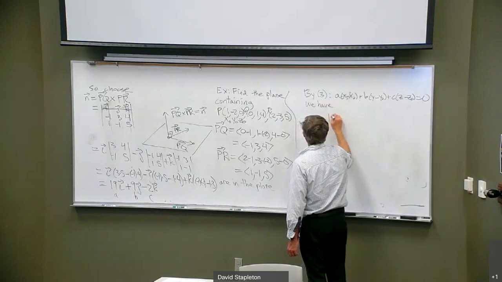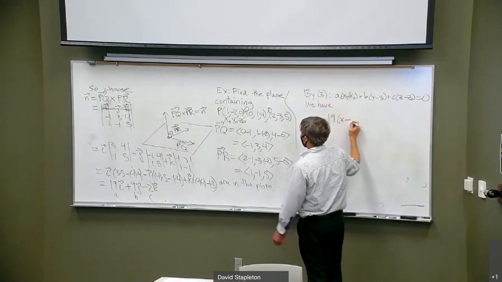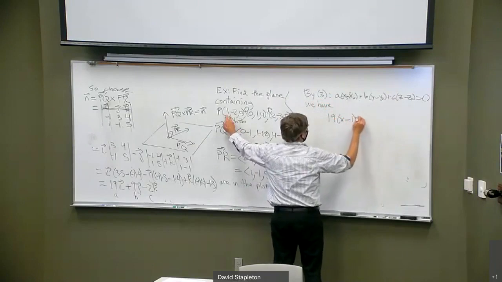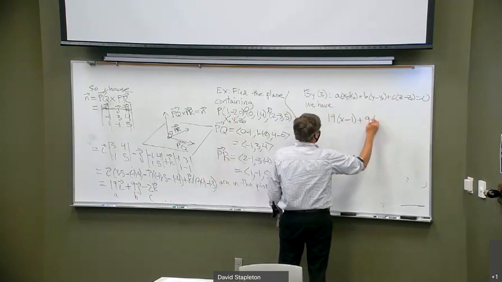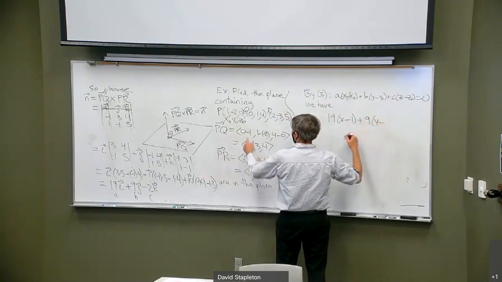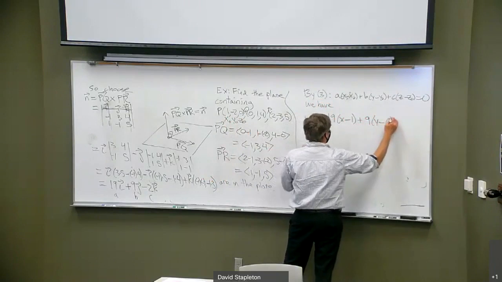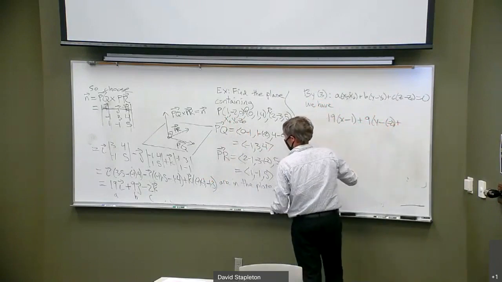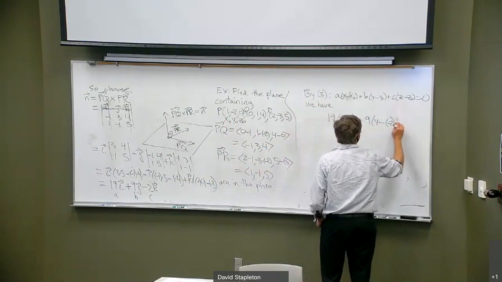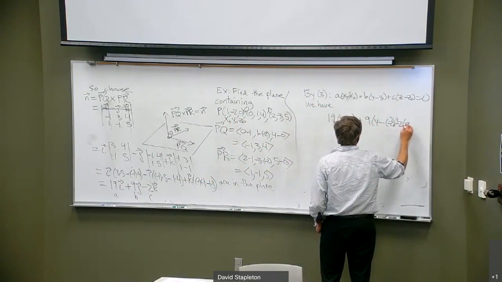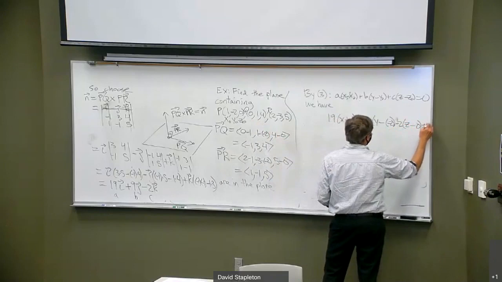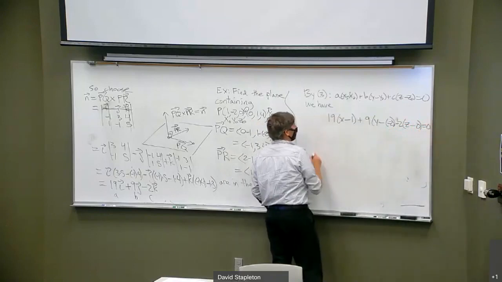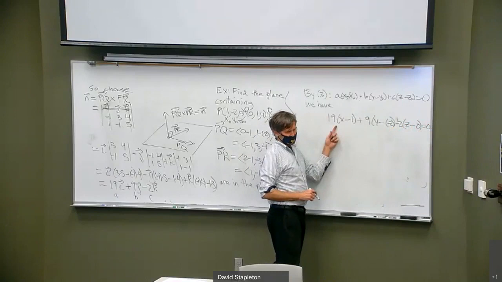We have A is 19 times x minus x0, which was 1, plus B was 9 times y minus y0, which was minus 2, plus C, minus 2, times z minus z0, which was 0. All has to be equal to 0. Well, you don't like to leave it in this form because it's messy.